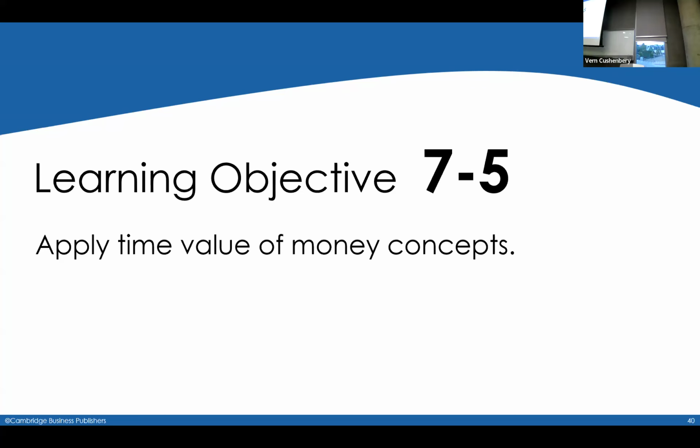Time value of money concepts. We got a little bit of time left tonight. If there's any questions, otherwise I'm gonna put some time back in the day and we'll adjourn early.